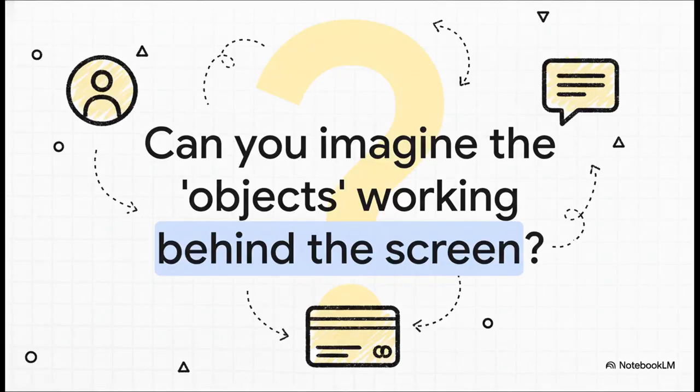So I'll leave you with this final thought. The next time you open an app or send a message or check your bank account, just for a second, try to picture that hidden world of objects working behind the scenes. A user object, a message object, a transaction object, all of them talking to each other, working together to make your digital life happen. Pretty cool when you think about it, right?